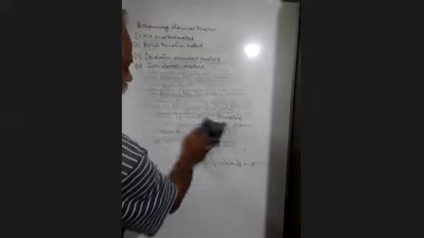So can you tell the second one and the fourth one? Hit and trial method, partial equation method. The third one is the oxidation number method. And the fourth one is the ion-electron method. Okay, sir. Thank you. Okay, well.